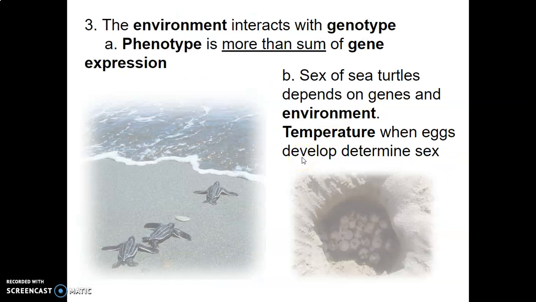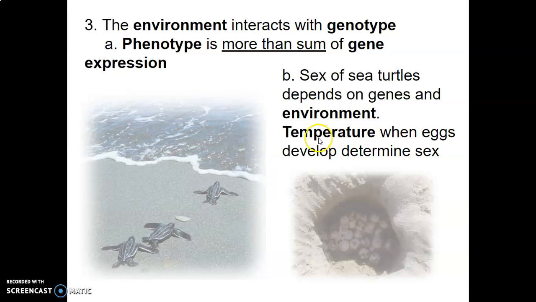Last thing I wanted to hit on is that the environment interacts with genotype. It's not as easy as just saying your genetic code is this and this is the way you're always going to be. Phenotype is more than just the sum or the end result of gene expression. The way that you grow up or the environment that you find yourself in can also affect you in certain ways. The sex of sea turtles, for example, depends on the environment. The temperature that the eggs are laid in determines the sex.